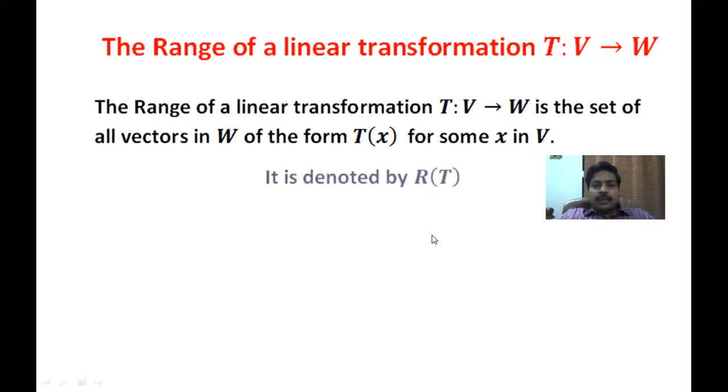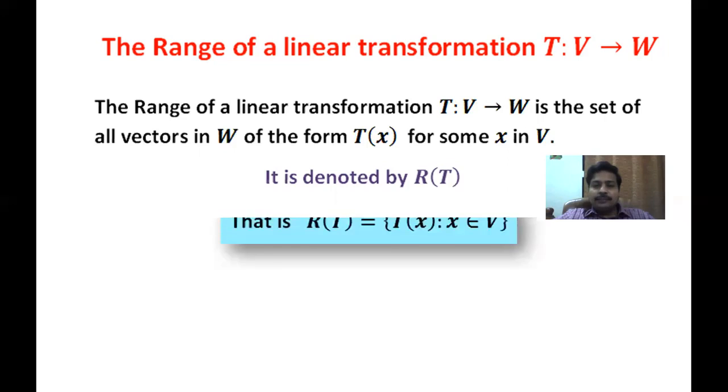It is denoted by R of T, or range of T. We call it range of T, simply written as R of T. That is, range of T is equal to the set of T of x such that x belongs to V. So clearly from the definition, range of T is a subset of W, since each T of x will be in W.